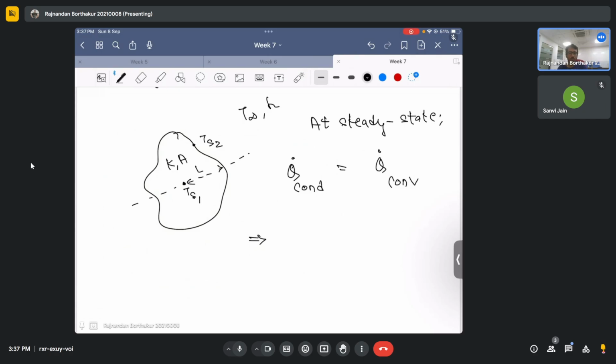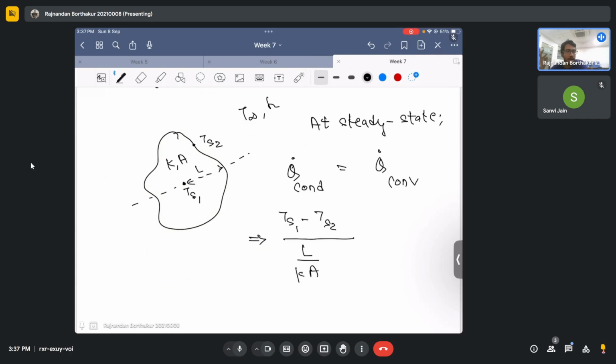Of course, at steady state, because we are trying to understand this at steady state in order to put a limitation on the lump capacitance model. That's simple, right? Your Q dot conduction would be the temperature difference, that is TS1 minus TS2, divided by the resistance. And your resistance is just L by kA. That we can do, right?